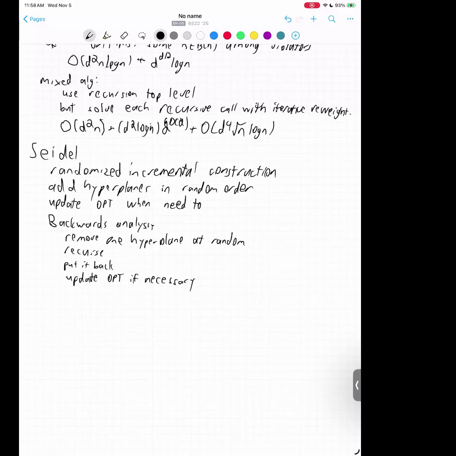Okay. So, yes, Balint pointed out there is this problem: how in the world are you going to update the optimum if necessary? But let's do the easier stuff first. How often is it going to be necessary? What is the probability that I'm going to have to update the optimum when I add that last hyperplane?